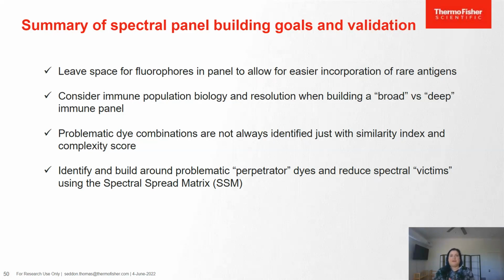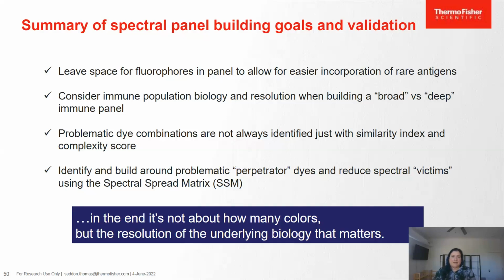After you've built your panel, titrated, and really thought about the populations you need to resolve, identify and build around problematic perpetrator dyes and reduce spectral victims using the spectral spread matrix. So really looking at that row and column sum, and it's a relative score. You could do this just as well on an Attune versus an Aurora, in terms of a conventional or spectral panel. But you really need to be thinking about where, unfortunately, especially in a spectral panel, this might not be the best way that you've built that.